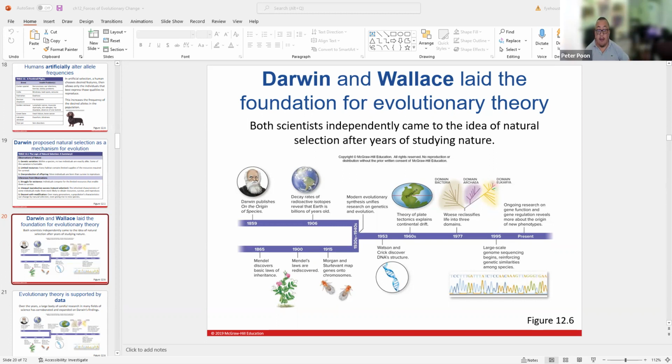And along came Alfred Wallace. Alfred Wallace worked on the other side of the world, in Malaysia. And Malaysia, if you don't know, is about 10,000 little islands. So he did the same type of research, same type of work, and came to the same conclusion that Darwin did, that species change over time. Wallace came up with the term survival of the fittest.